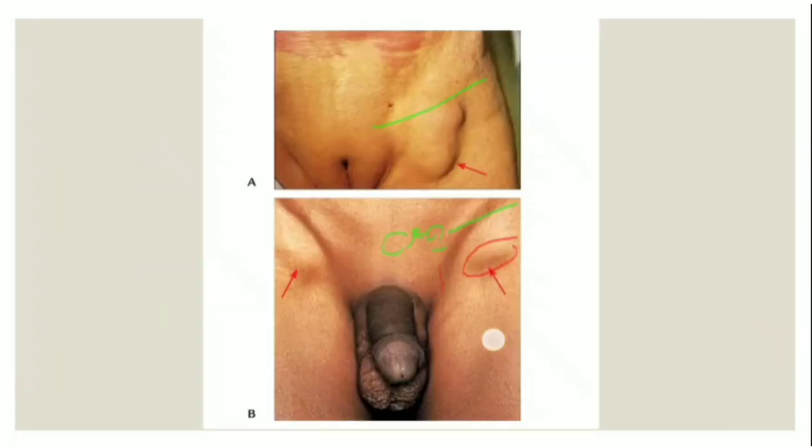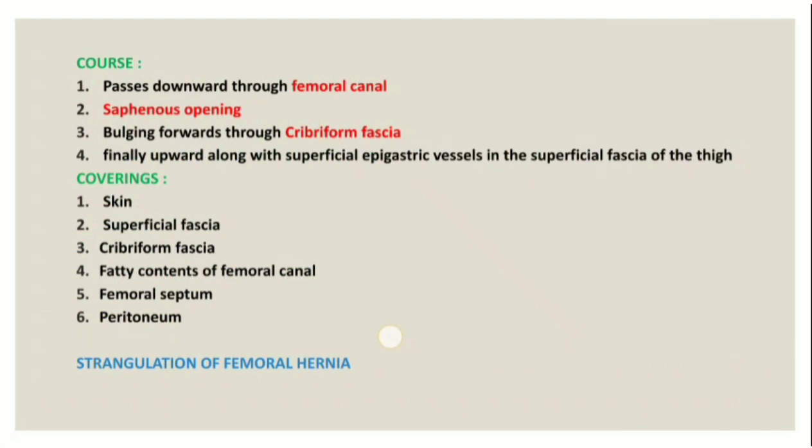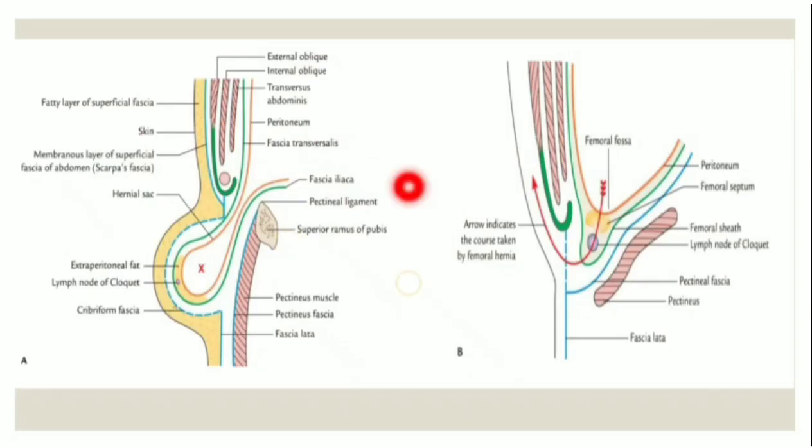Then the patient can see the swelling in the groin part. Okay, this is the reason. So what is the covering of the hernia? Hernia is nothing but a loop, a big swelling. So if it is a swelling, definitely you will have a covering. First of all, the outermost covering is skin.